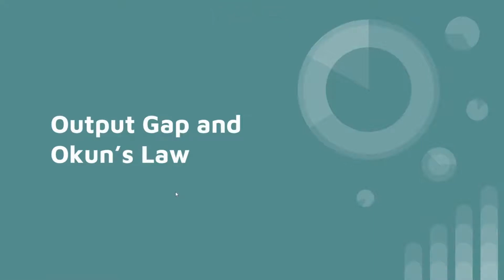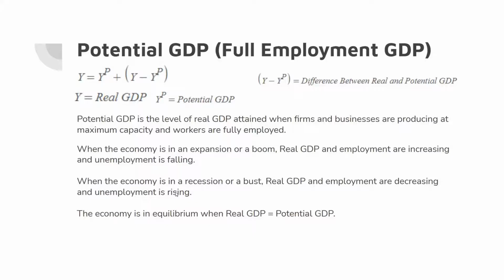Okay, this will be my presentation on output gap and Okun's law. So, first we need to talk about potential GDP, which is also sometimes referred to as full employment GDP. So here we have a formula, and we can see that Y, or real GDP, is equal to YP, which is potential GDP, plus Y minus YP, so real minus potential GDP. And then Y minus YP is just the difference between real and potential GDP.